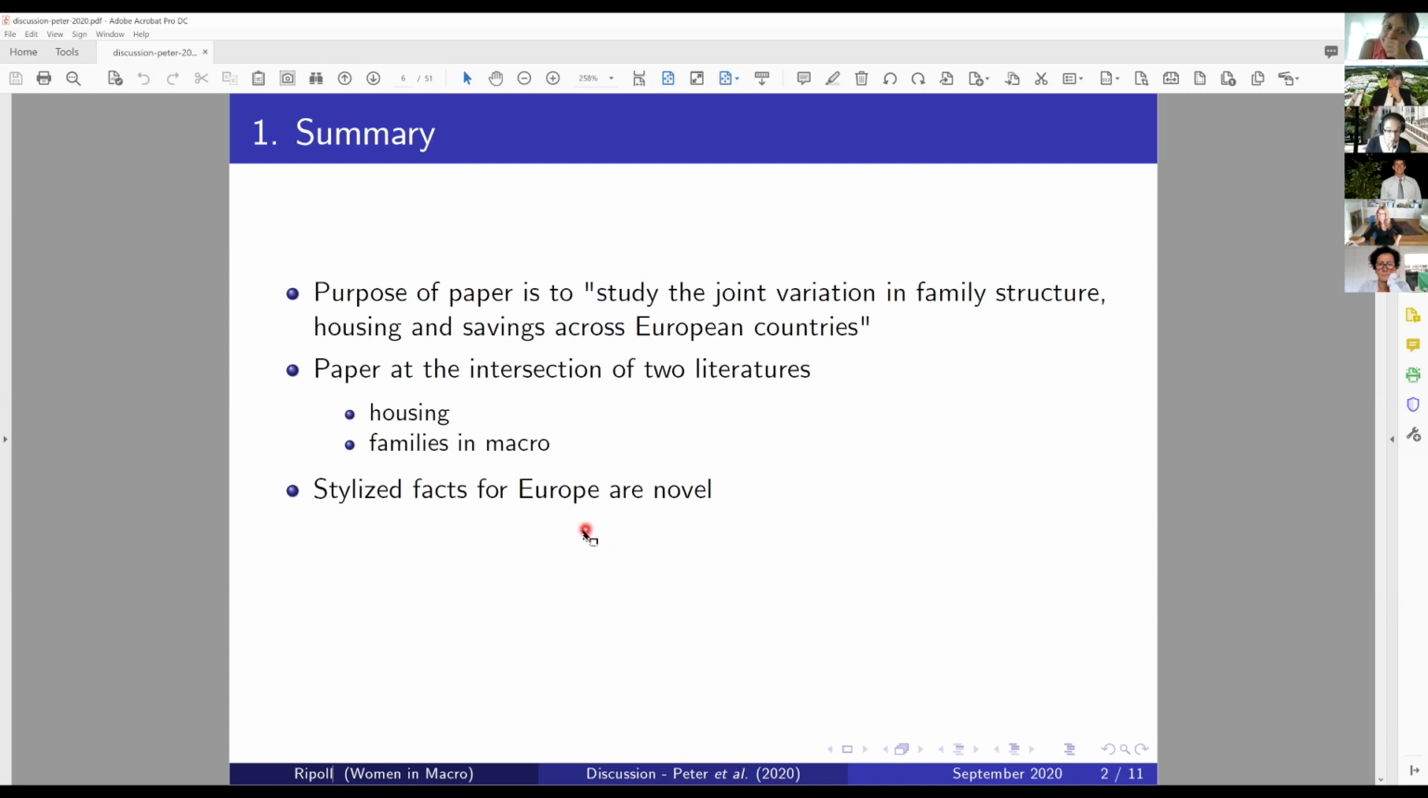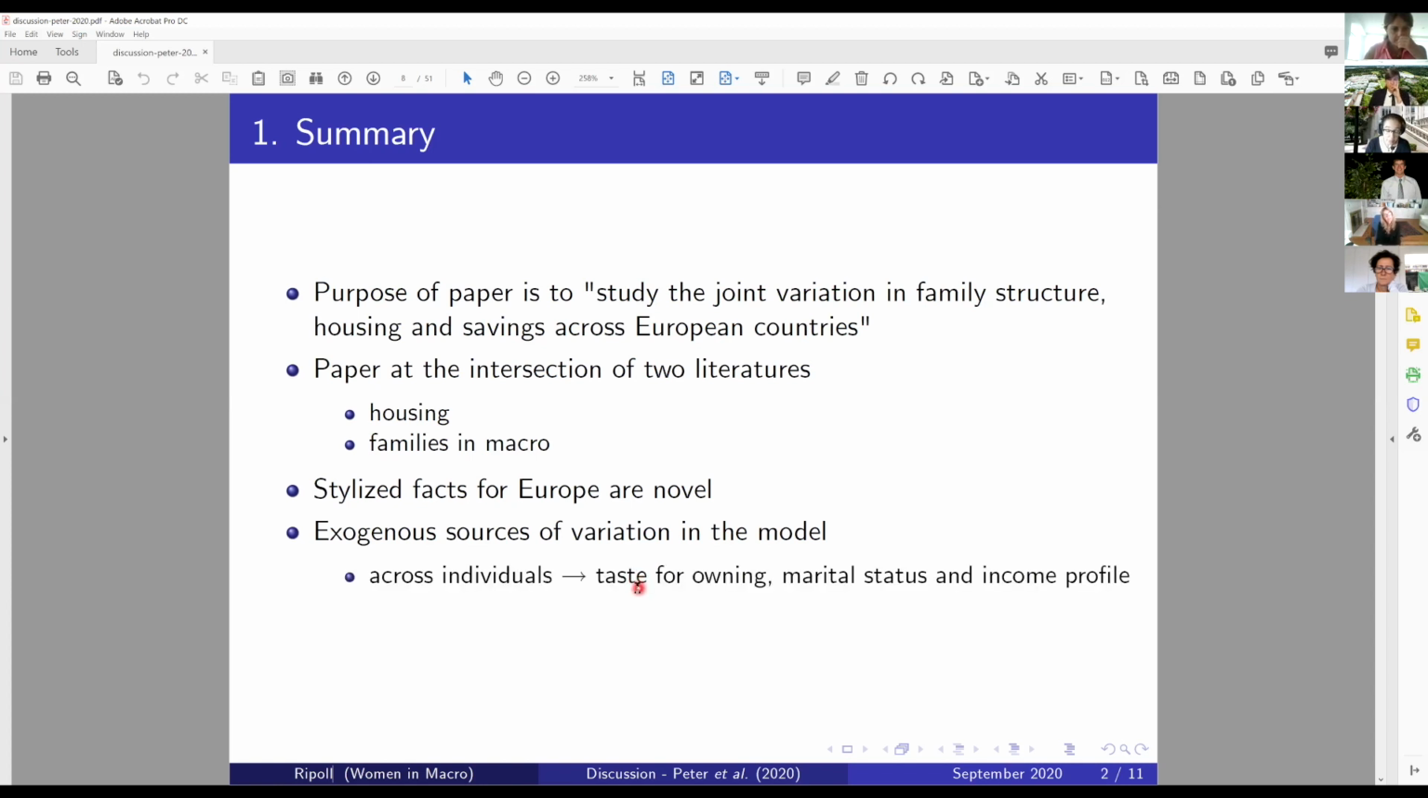One contribution of this paper, which I think is really nice, are all these stylized facts about Europe. In particular, the authors go through a lot of detail on how renters versus owners differ across different countries in Europe. So I thought that was a nice contribution of the paper. And what the paper does in terms of allowing for some exogenous variation within the model is to have variation across individuals within a country that is given by taste for owning, marital status, which is exogenous, so either they are going to be single or they have somebody else they live with, and income profiles.